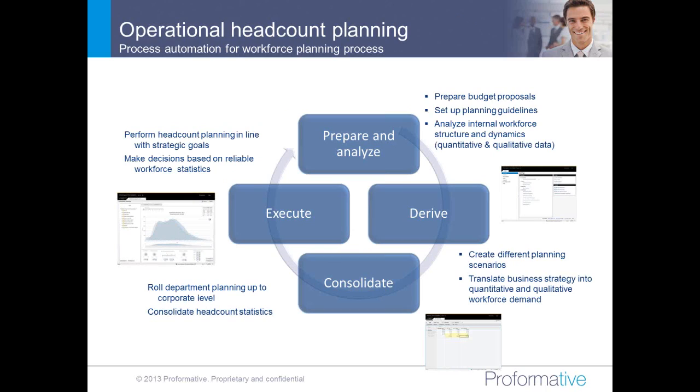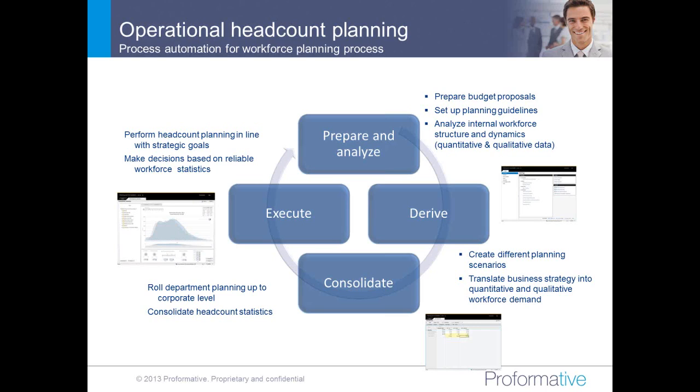To solve the operational headcount planning, it's really based on the fact that you have information available. It's to prepare and analyze. Prepare your budget proposals, set up your planning guidelines, and analyze your internal workforce structure. Look at all the internal functions you have, such as all your cost centers, all the employees, all the job grades and such. Analyze your quantitative and qualitative data as well.